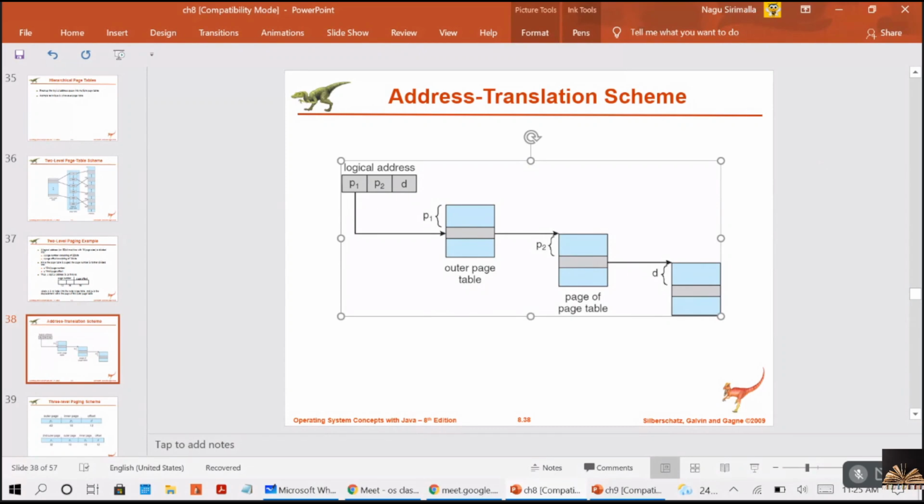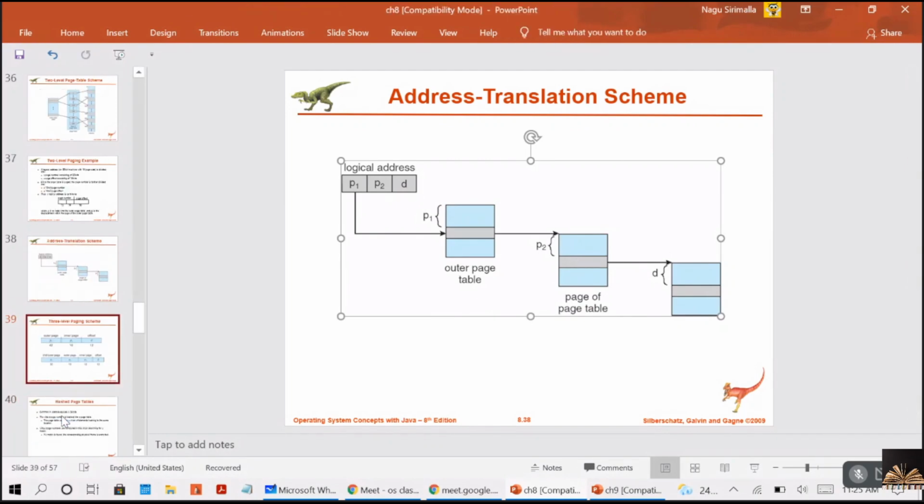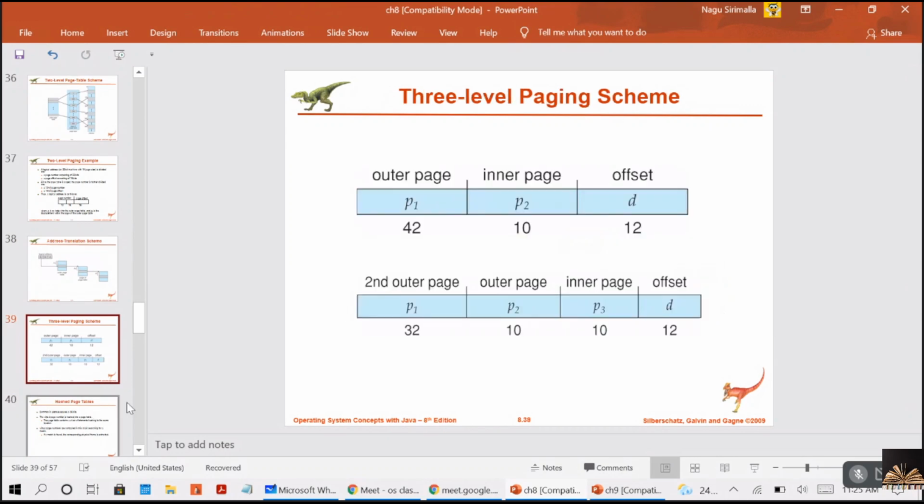Clear for you all? So here again, if the number of entries in the page table is increasing, definitely the inner page size may increase. Then this can be further divided. That means you can have any levels. Here I explained 2 levels, you can have 3 levels also.